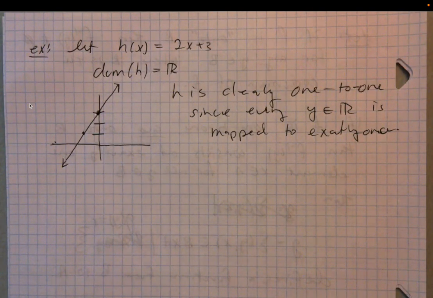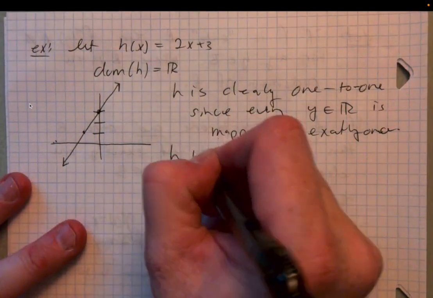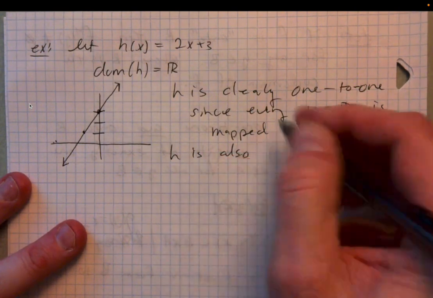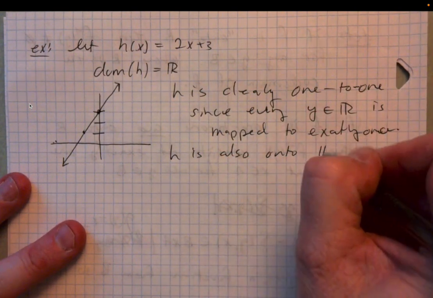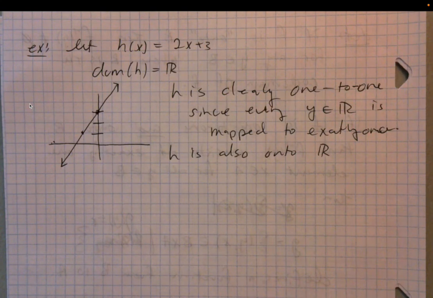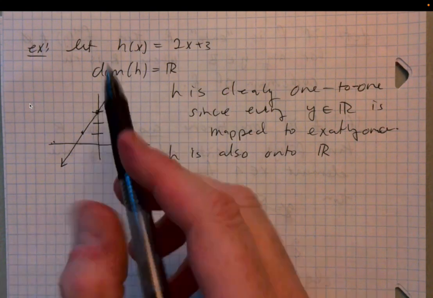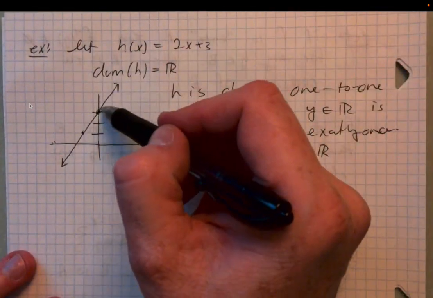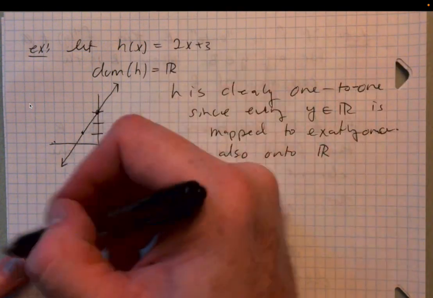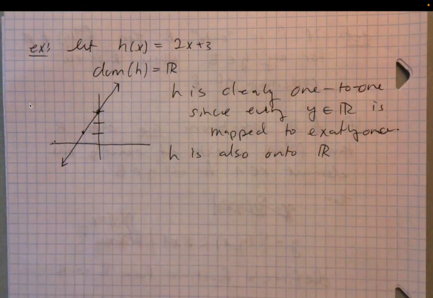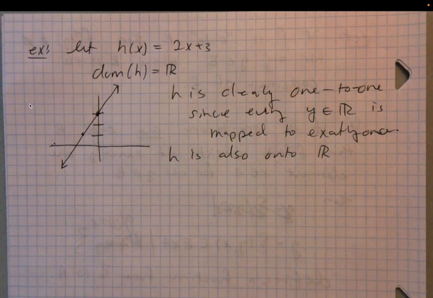Right? It's also onto, right? h is also onto R, since every real number is going to be mapped to under h, right? Every number on the y-axis is going to be hit, because this is going to strictly increase forever and strictly decrease in this direction forever, right? And so everything is going to get hit.